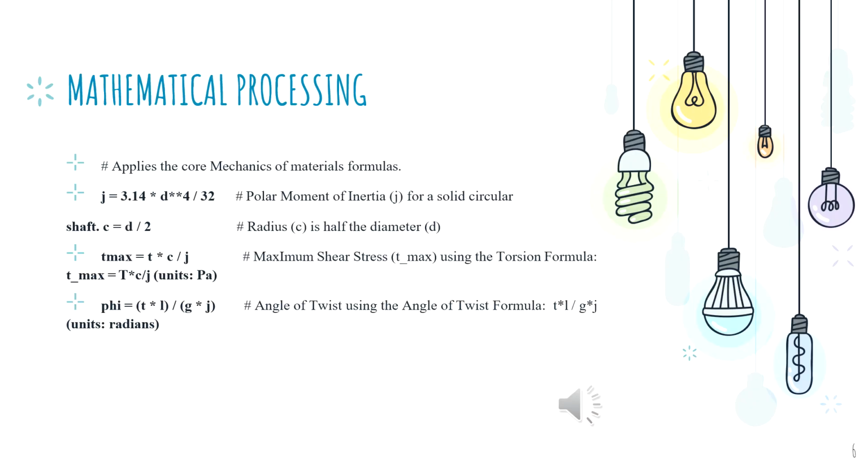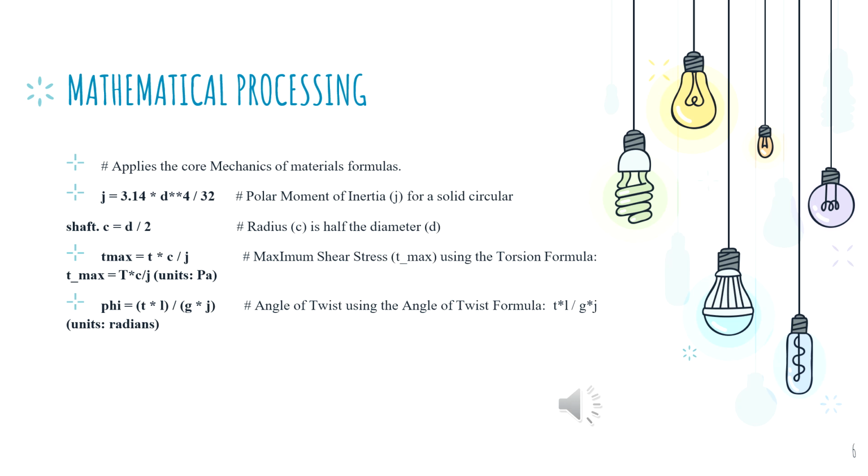Here we have the mathematical processing, where the user applies the mechanics of materials formula. To find the polar moment of inertia J for a solid circular shaft, we use pi times d, which is the diameter, raised to the power 4 over 32. To find the radius c, the radius is half the diameter. So to find the radius, we use the diameter divided by 2.